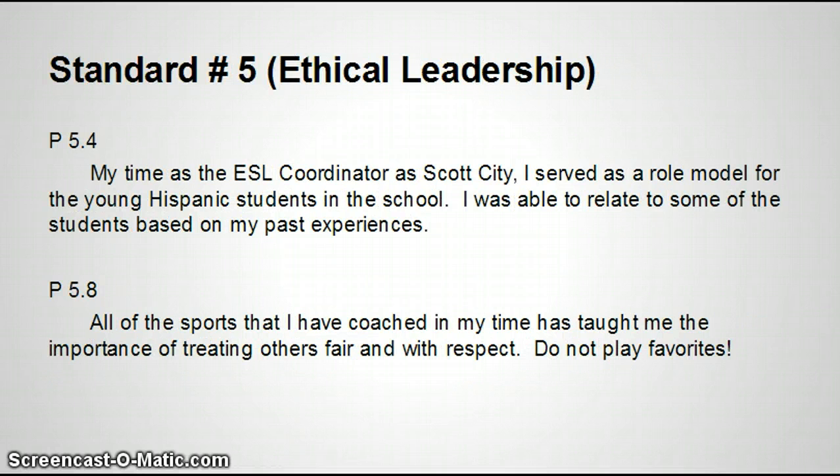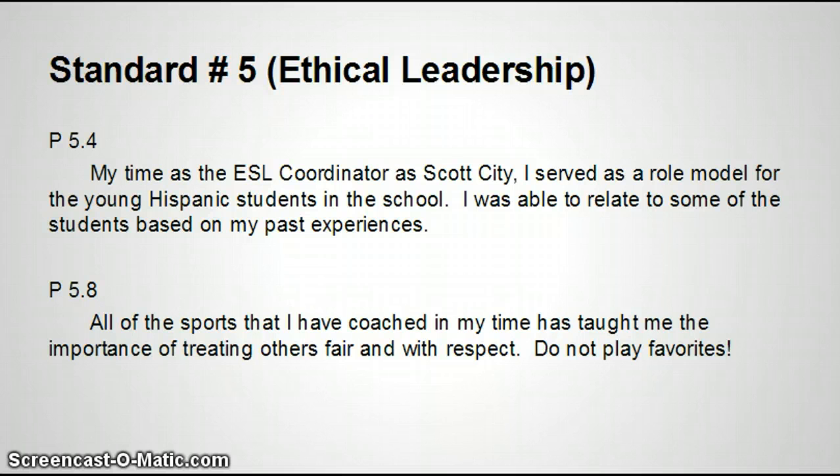Standard 5, ethical leadership. I chose performance 5.4, serves as a role model. During my time as an ESL coordinator here at Scott City, I served as a role model for many of the young Hispanic students in the school. Me being Hispanic myself, I was able to talk to them and say, hey, school wasn't easy for me either. I had to work my butt off. My parents had to work their butts off to get where I'm at. And I'm here to tell you that if you do the same thing, you can do it.